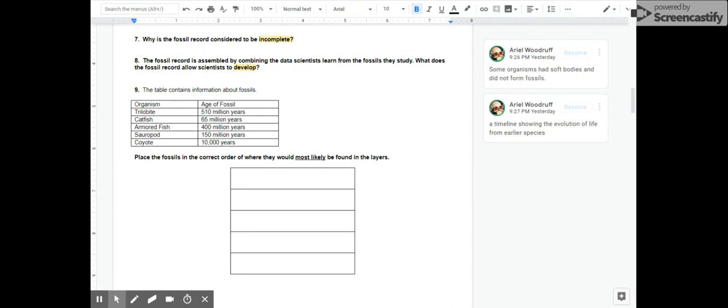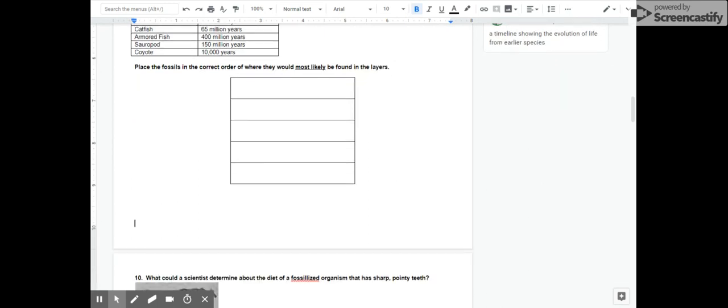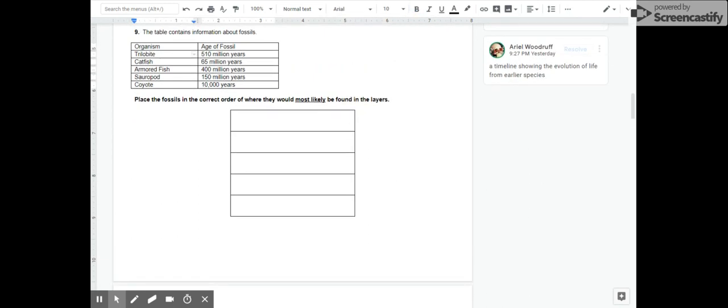Question number 9, the table contains information about fossils. So we see some fossils over here: trilobite, catfish, armored fish, sauropod, and coyote. And then we have their age. Now notice this one only says years. It does not say millions of years. I had a couple of people that got that mixed up working on the study guide.